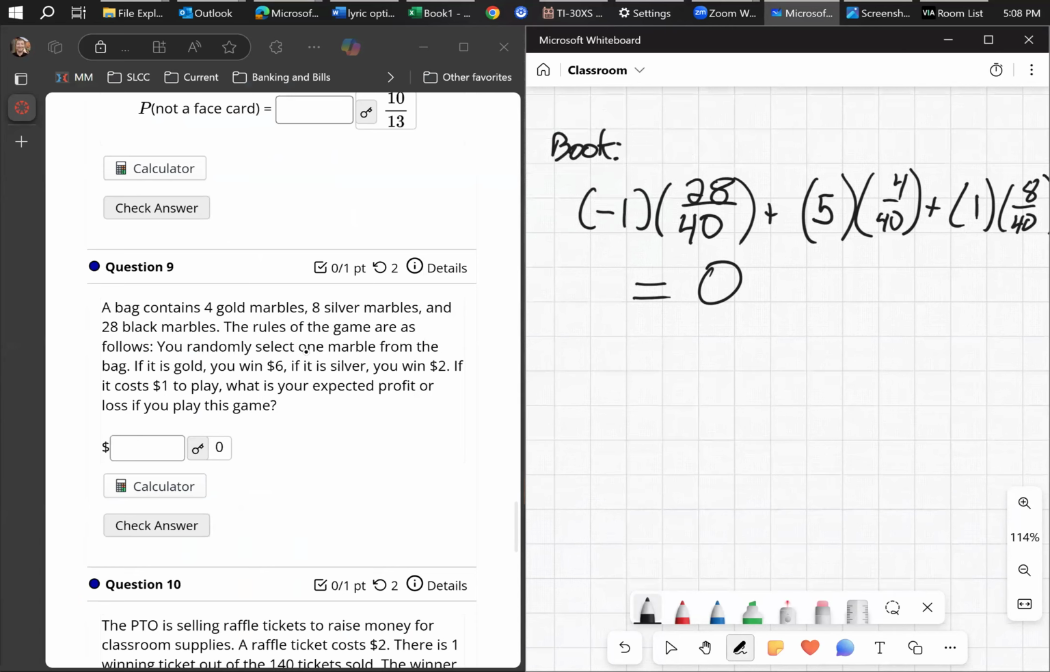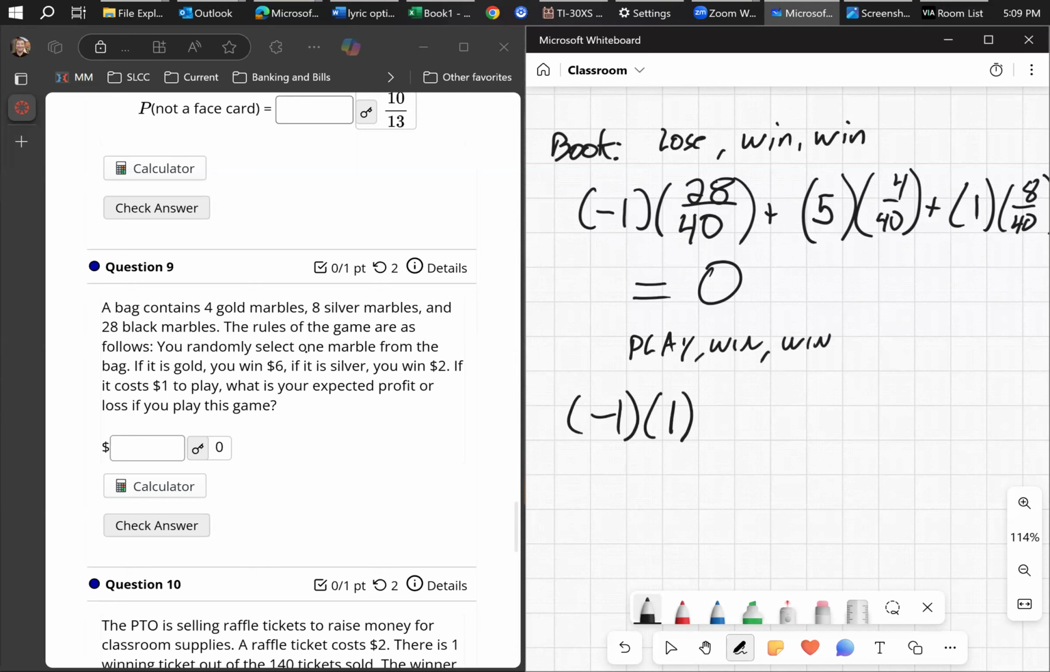So the book's approach is basically play, lose, win, win. Those are the different events that the book considers. You lose money a certain number of times, you win money a certain percent of the time, you win more a different way, etc. But I like to do the play, win, win instead. What that looks like is I'm going to consider that I lose that dollar 100% of the time. It's gone. I play to win, play to lose, whatever. I played the game, that money's gone.